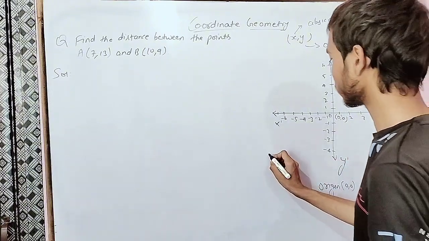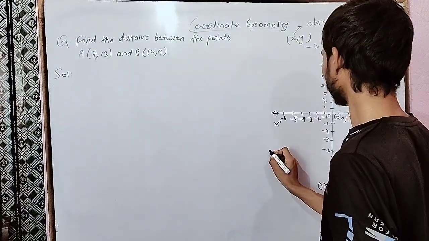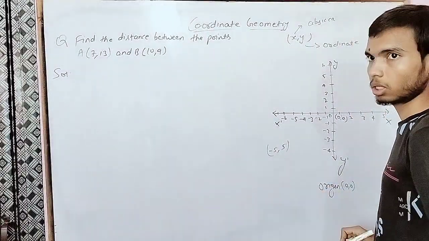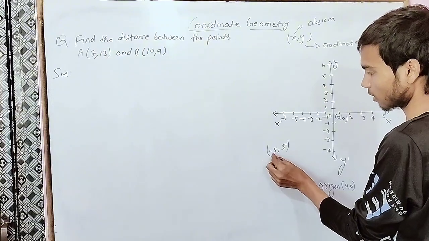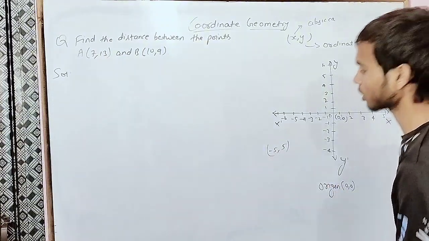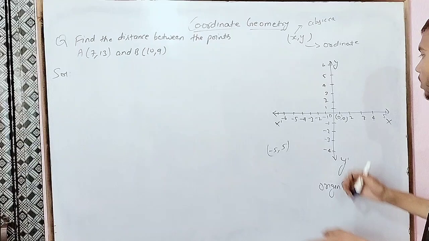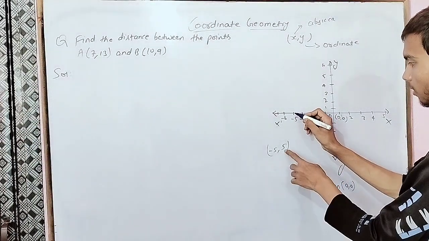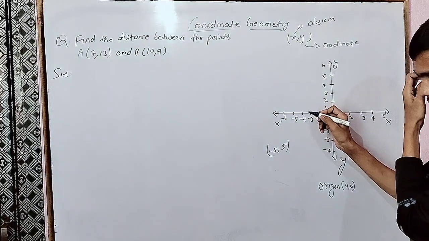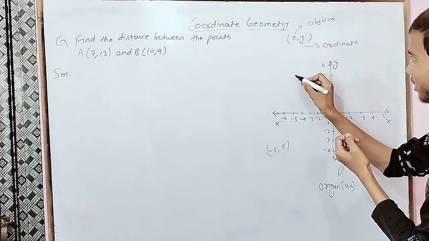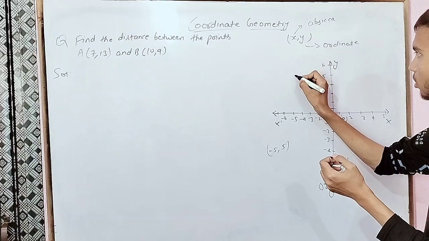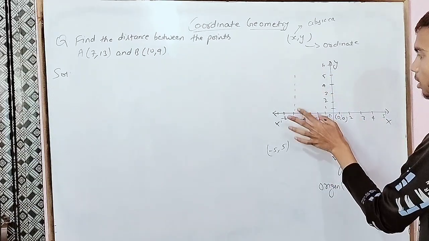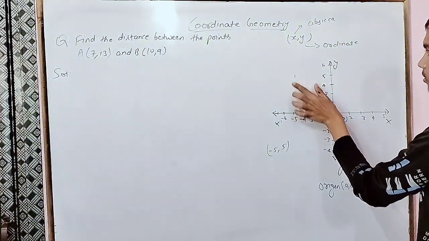For example, (-5, 5). Here don't get confused. It is (-5, 5), which means first is x, second is y. In place of x is how much? Minus 5. So we will see where? Here on the x-axis. So this is -5, and my next 5 is on the y-axis. So this is 5, and they will meet here. So like that, you will plot. So here (-5, 5).